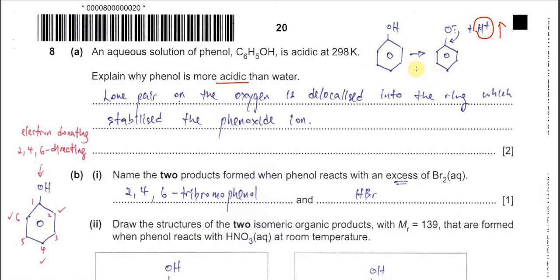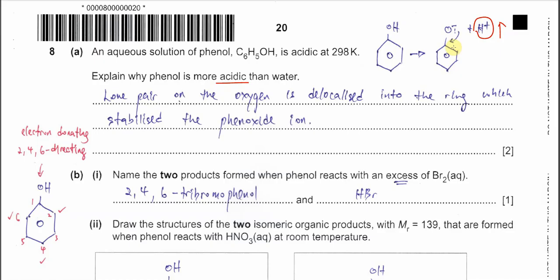So the better answer is that you can use the phenoxide to explain. We know that in phenoxide, the lone pair on this oxygen is delocalized into the benzene ring. So when this lone pair is delocalized into the ring, it is less available.